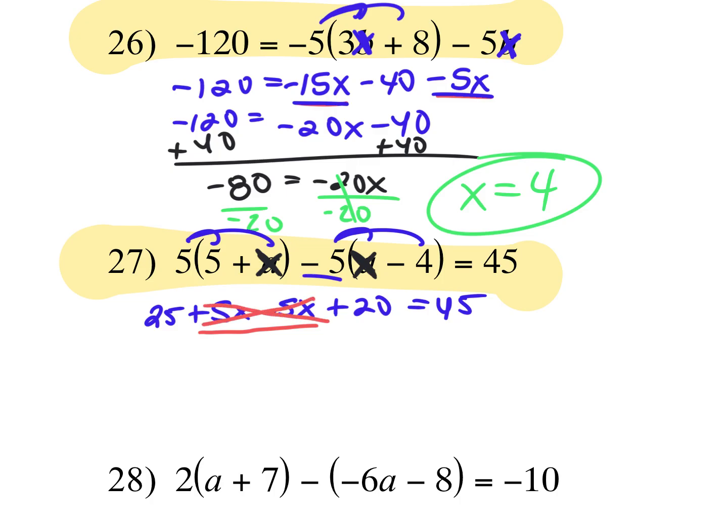This should tell you something, guys. When your variables cancel, it's one of those special cases. Keep simplifying. What's 25 plus 20? 45, right? So this is either going to be an all real numbers or a no solution. Think about this. When does 45 equal 45? All the time or never? All the time. That would be all real numbers. Whenever you get a true number statement, the number on the left is the same as the number on the right. That happens all the time. That will give you all real numbers. That means any number you plug in for that variable will work. It'll make your equation true.